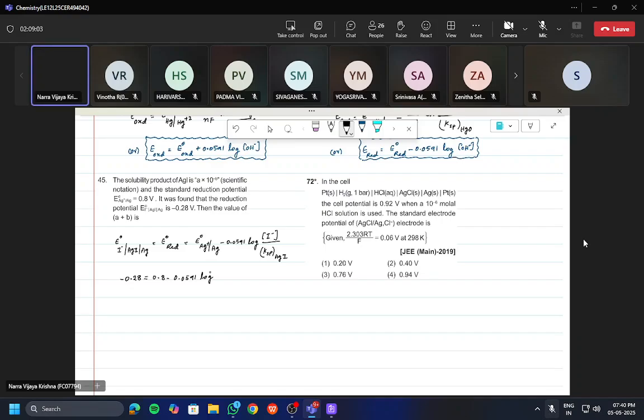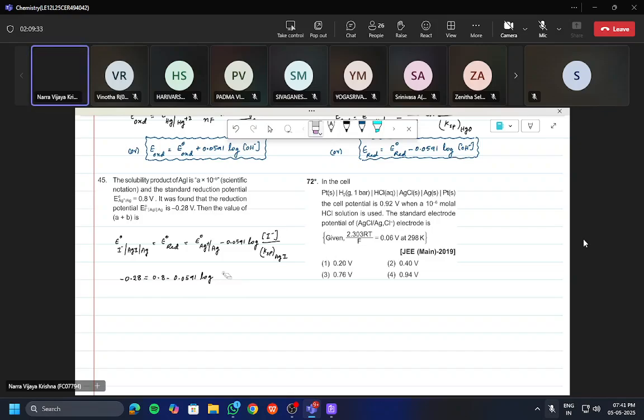If it is a saturated solution, what will I write Ksp as? Concentration of Ag plus into concentration of I minus. If it is a saturated solution, Ksp can be written as Ag plus into I minus. I minus cancels. So what is left? Ag plus. So log into 1 upon concentration of Ag plus. Correct? Can I assume like that? Now find that Ag plus value.